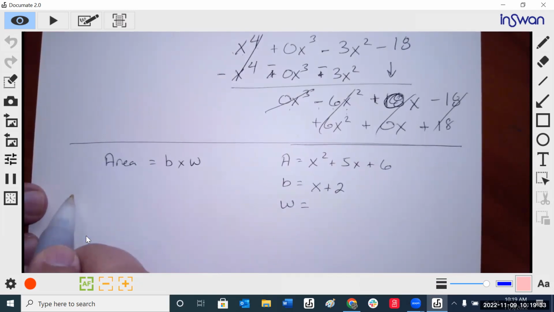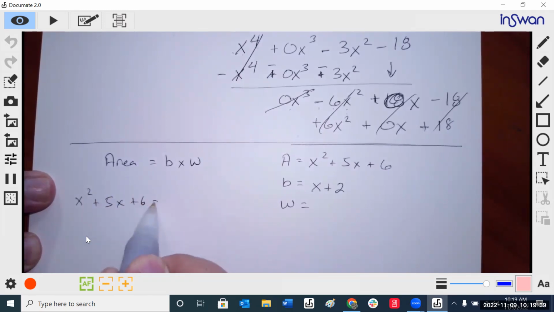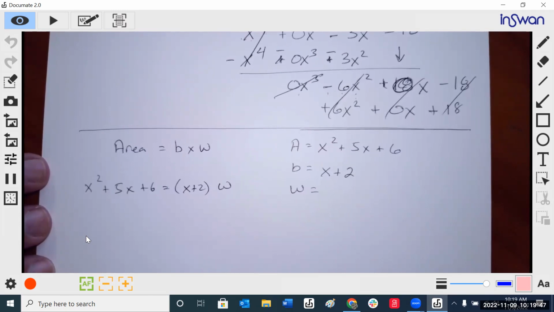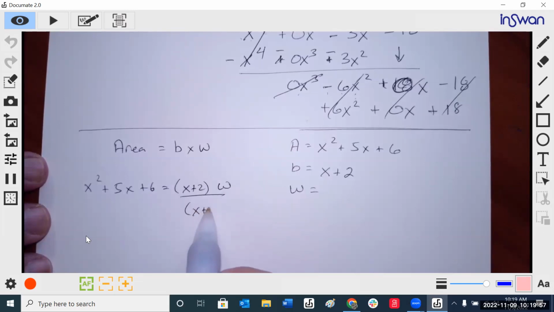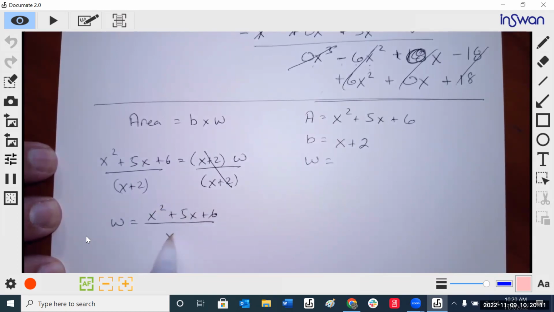Let's plug and see. So we know the area is x squared plus 5x plus 6. The base is x plus 2. We don't know what the width is. How do we get w by itself? What do we have to get rid of? We have to get rid of the x plus 2. How? Since they're multiplied, we have to divide both sides by x plus 2. So the width is x squared plus 5x plus 6 over x plus 2.